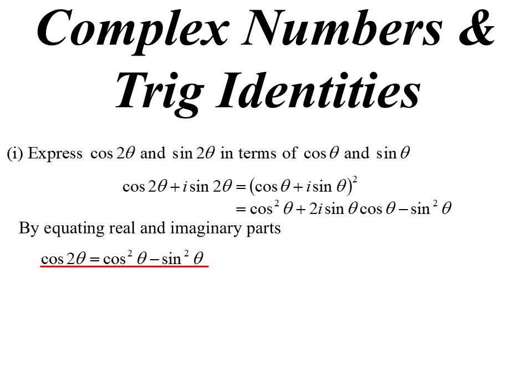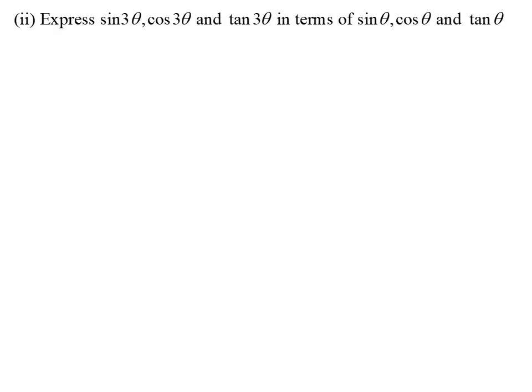So looking at the real part, I get cos 2 theta is cos squared minus sin squared, the result that we know. And looking at the imaginary part, we get sin 2 theta is 2 sin theta cos theta. It's a very quick way of proving those results. Of course, we can push that further.